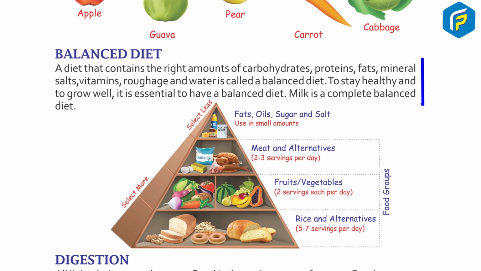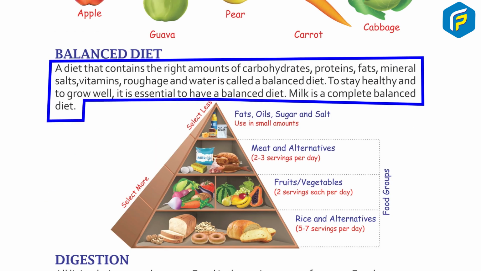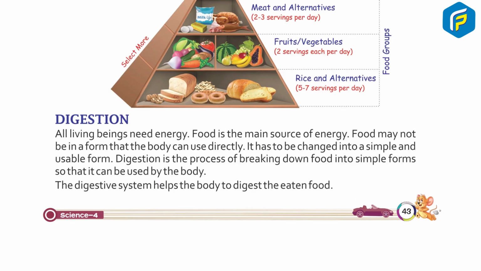Balanced diet. A diet that contains the right amount of carbohydrates, proteins, fats, minerals, salts, vitamins, roughage and water is called a balanced diet. To stay healthy and to grow well, it is essential to have a balanced diet. Milk is a complete balanced diet.